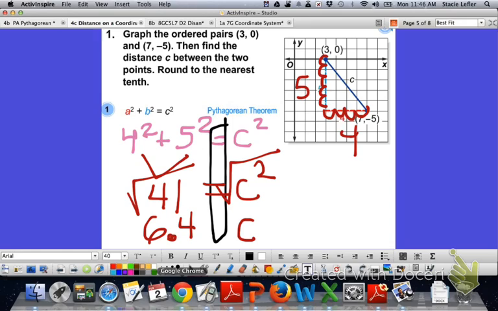So that's the distance of the hypotenuse of this triangle, which is the distance of our line. And it makes sense. Let's just check. We have 4 for one side, 5 for the other, and 6 4/10. Yeah, it looks good.